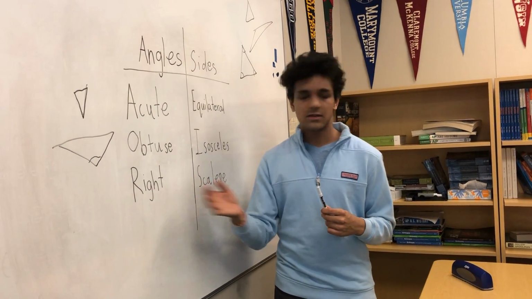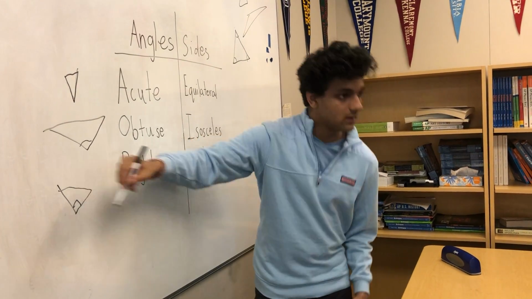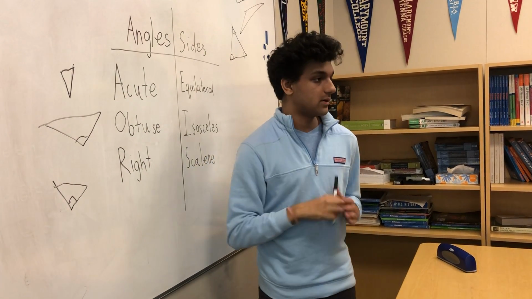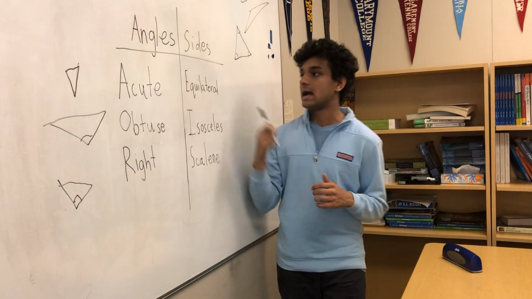And finally, can anyone tell me what a right triangle is? Yeah, Kevin. It's when one angle measure is 90 degrees. Exactly. So the way that we show that in math is with this little square over here, and that just means that that line is perpendicular to that line, and that angle over there is 90 degrees. So it seems like y'all have your angles down. So let's go over the sides.